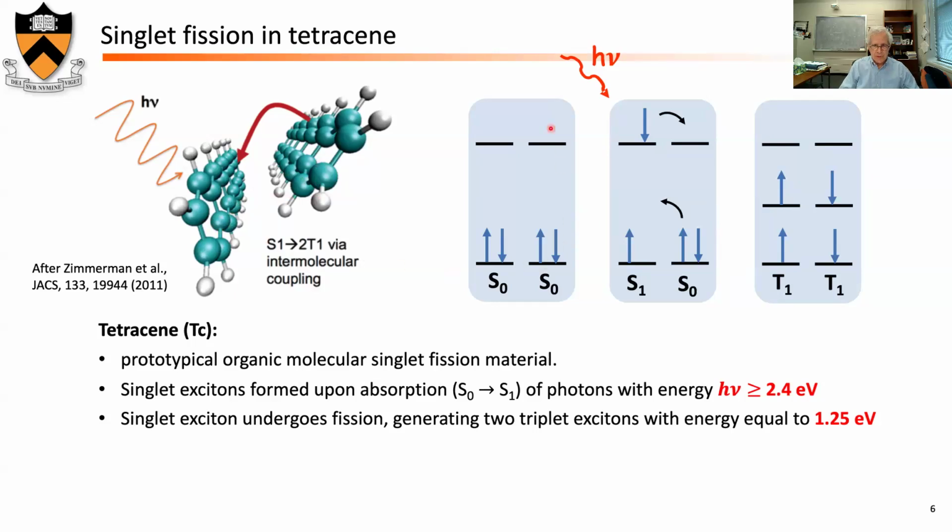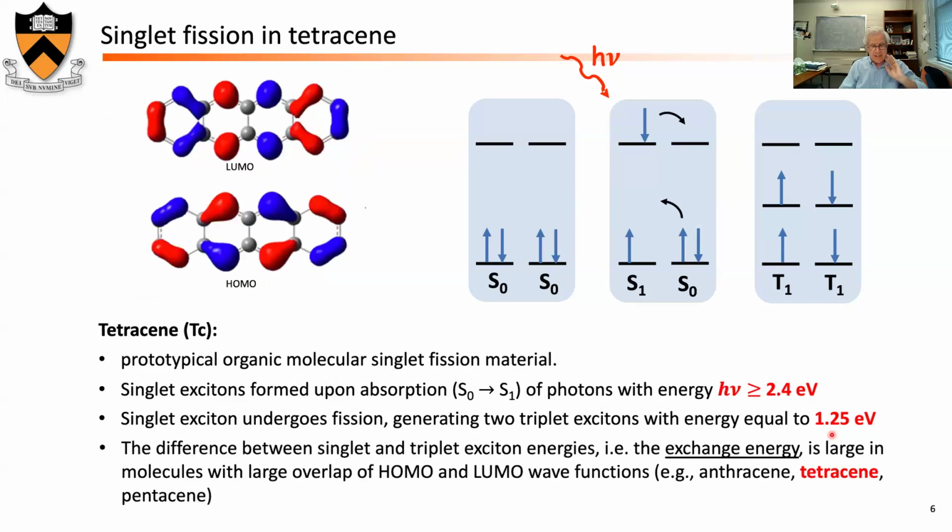So here is a simple cartoon of two tetracene molecules. If you imagine these two molecules in the ground state, you absorb a high energy photon, you create a singlet, with a transition from S0 to S1, and then you have a decay of this singlet exciton through a transfer of an electron into two triplets of energy 1.25 eV, as I said.